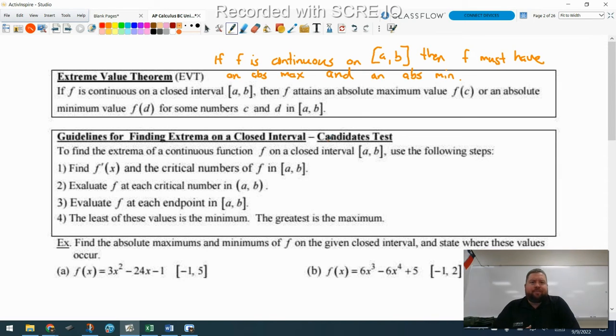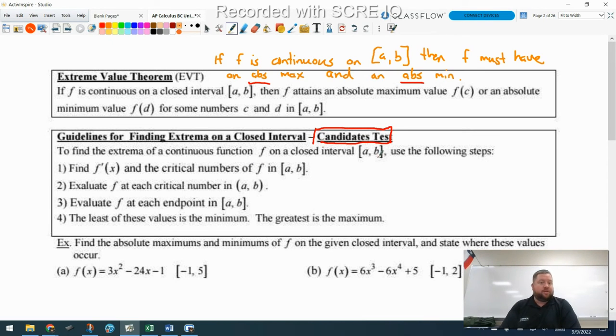There is another way to do it. I will show you that other way on certain problems where it is useful, but I always prefer the candidates test for this. All right, anytime you're finding an absolute maximum or an absolute minimum, you want to do the candidates test.